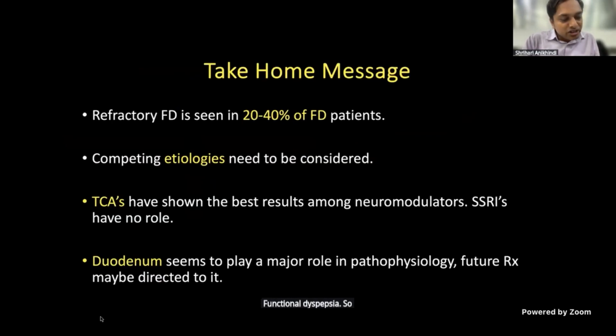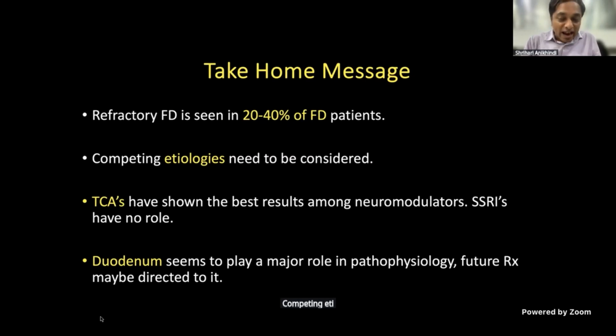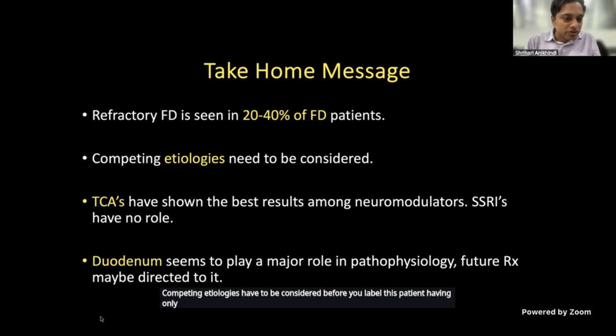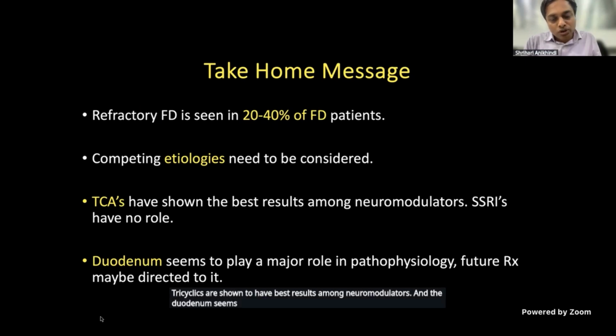So refractory functional dyspepsia is seen in 20 to 40% of patients with functional dyspepsia. Competing etiologies have to be considered before you label this patient as having only functional dyspepsia. Tricyclics are shown to have the best results among neuromodulators, and the duodenum seems to play a major role in pathophysiology. Future treatment may possibly be directed towards it.